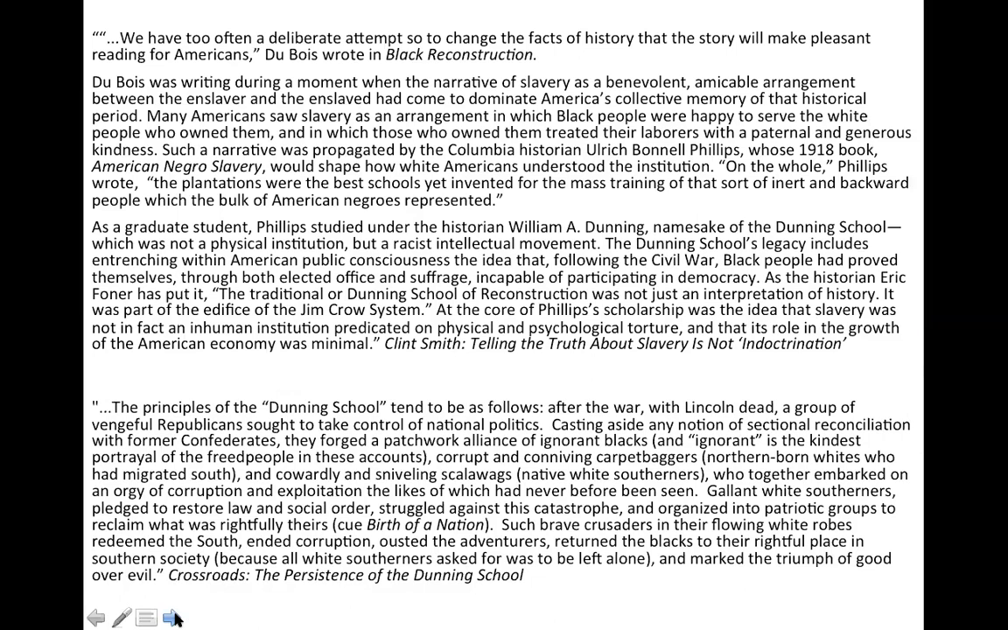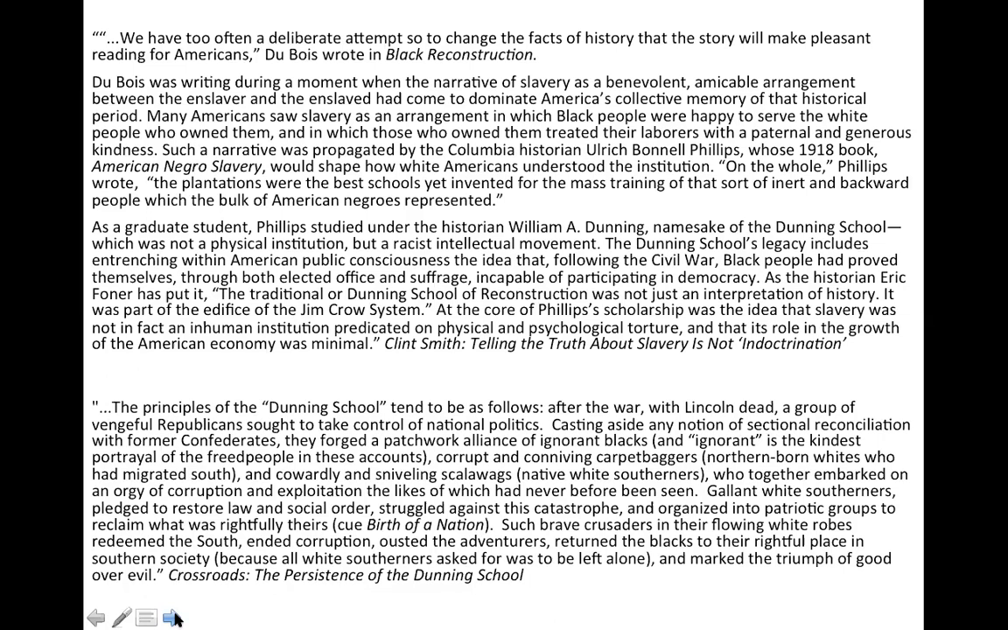A lot of the opposition to the 1619 Project has roots in this Dunning School of white historians. They don't argue against the 1619 Project's facts. They argue about the significance of certain things, like the significance of slavery to the birth of our country. I want to read one quote, from Clint Smith, telling the truth about slavery is not indoctrination.